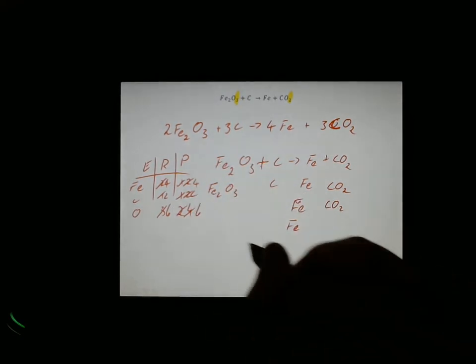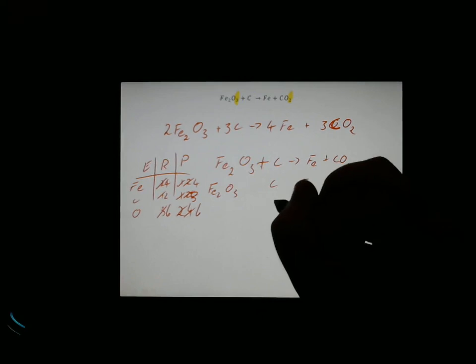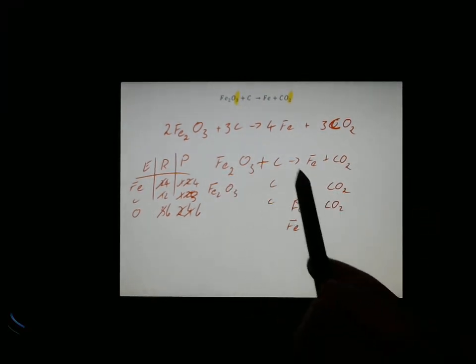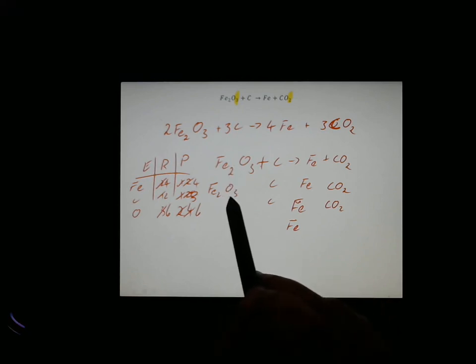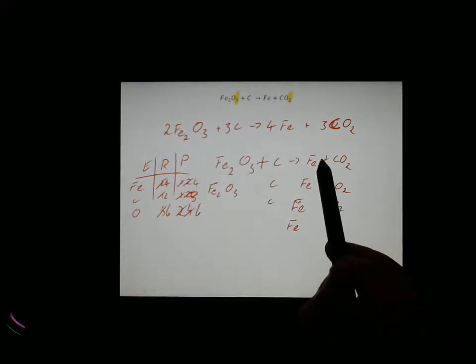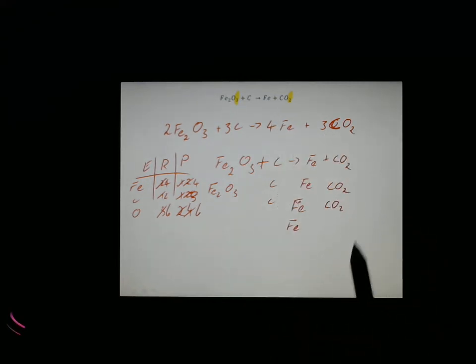Sorry, 3 oxygens, not a C. But that's an easy fix. We just throw a C there. And now we can see we've got the same thing as before. 2 Fe2O3s plus 3 Cs plus 4 Fes gives me 3 CO2s. So even though that way can be messy, it can be longer, it will work, but you have to do the process.